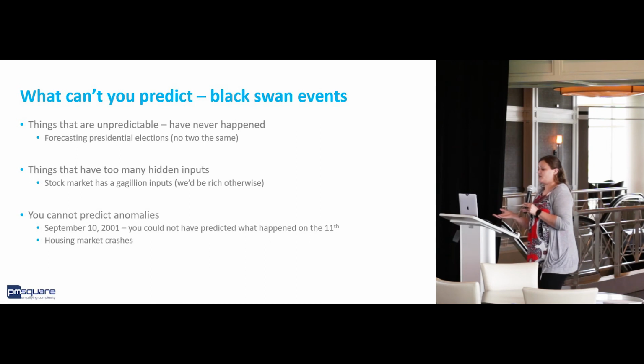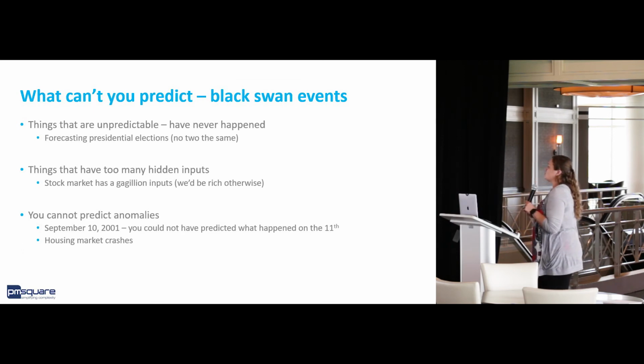Things that have too many hidden inputs. Stock market, for example. If people had figured out how to predict the stock market using this time series forecast, I would not be here. I would be on a private island, I would be elsewhere, I would forget all of you exist. It's the same thing with the horse track. If you could predict using that time series forecast, people would have figured it out already. People are trying to figure it out.